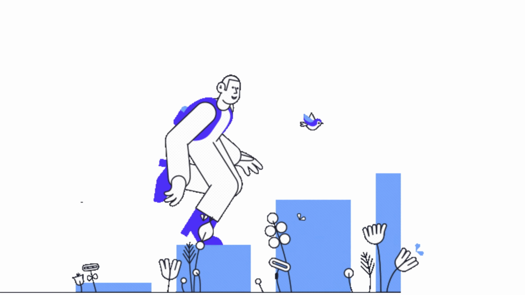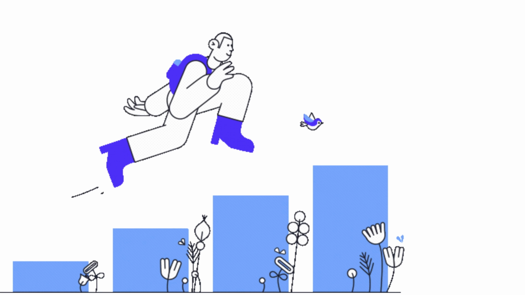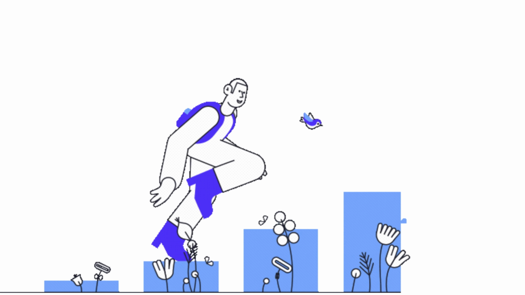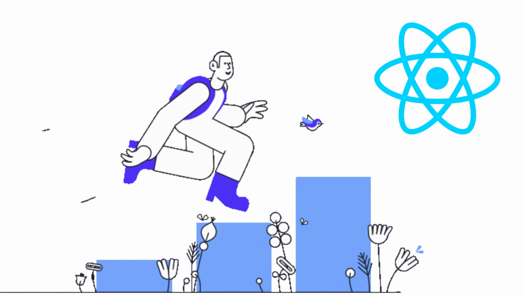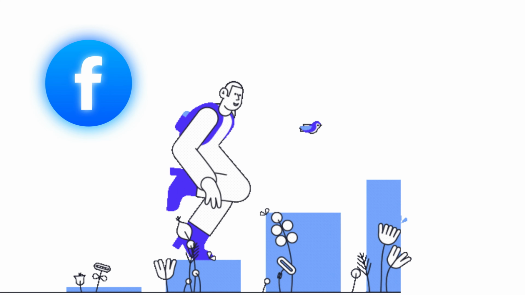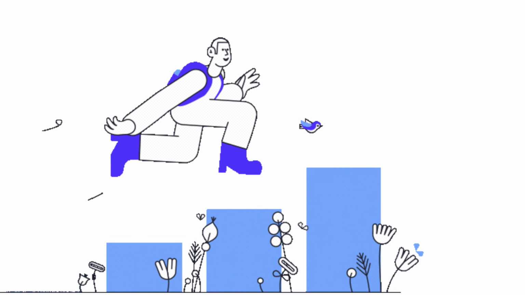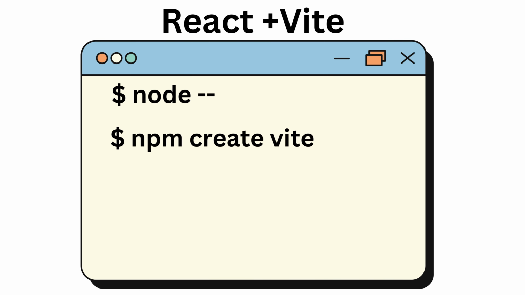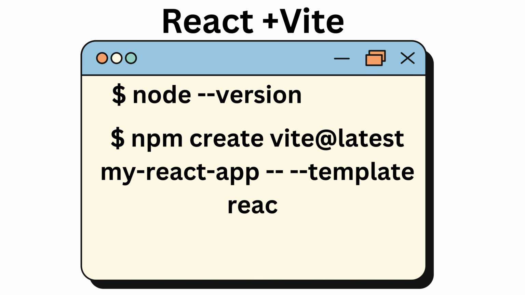In today's world, websites and apps need to be fast, dynamic, and interactive. That's where React comes in. React is a powerful JavaScript library developed by Facebook, designed to make building user interfaces simple and efficient. We'll be using React with Vite, a fast and modern build tool.